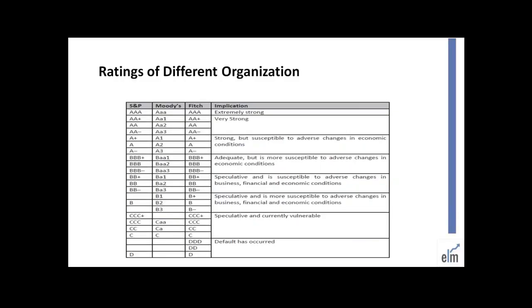We can quickly have a look at the different ratings of different organizations. As we can see, a rating of AAA by rating agencies such as S&P, Moody's and Fitch implies that the underlying bond is extremely strong in fundamentals. Or AA plus, Aa1, or all these A's are basically implying that the underlying bond has very strong fundamentals.